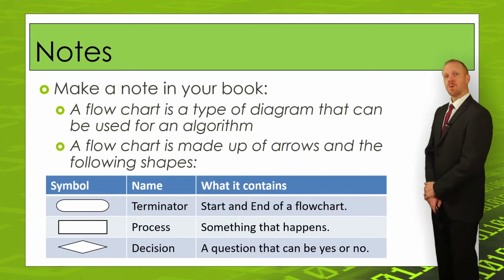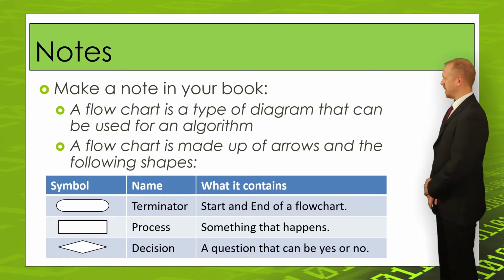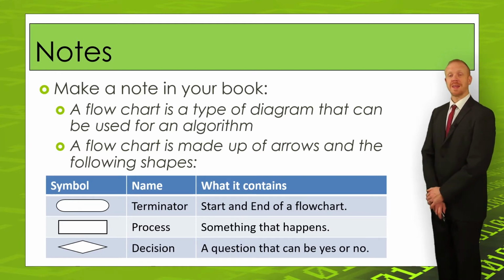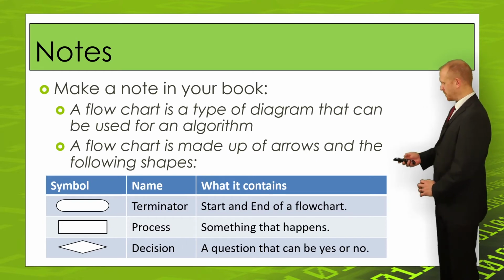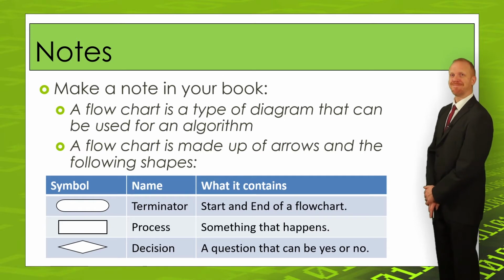So before we do some more work with it, let's make some notes on that. In your book, can you write that a flowchart is a type of diagram that can be used for an algorithm. A flowchart is made up of arrows and the following shapes. And if you copy that box showing us symbols of the terminator, process and decision, and that a terminator is the start and end of a flowchart, a process is something that happens, and a decision is a question that can be yes or no. So pause the video, make those notes, and unpause it again when you're done.